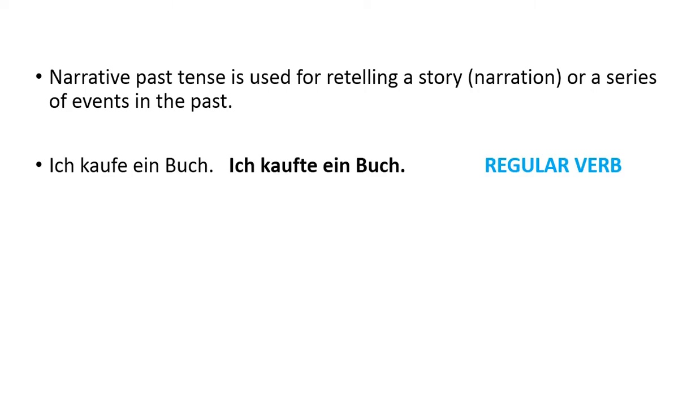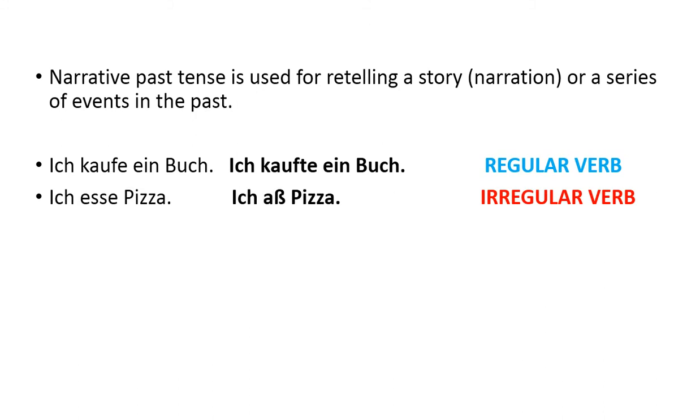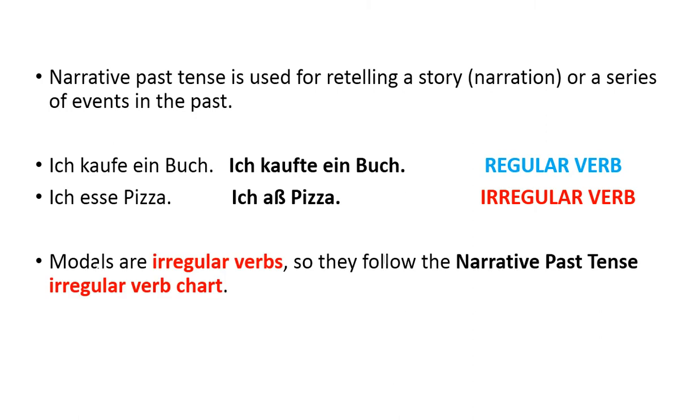So in German, we go from present to simple past. Here's a regular verb sample with kaufen, to buy. So ich kaufe ein Buch, I buy a book, to ich kaufte ein Buch, I bought a book. An example in the irregular verb list, I chose essen. So ich esse Pizza, I eat pizza, versus ich aß Pizza, I ate pizza. So today we're going to examine what occurs with the modals.